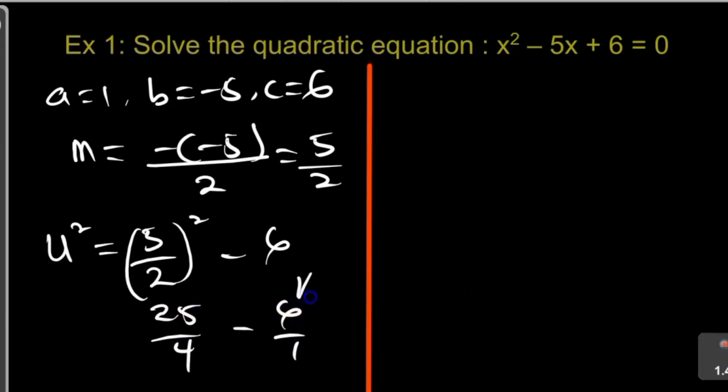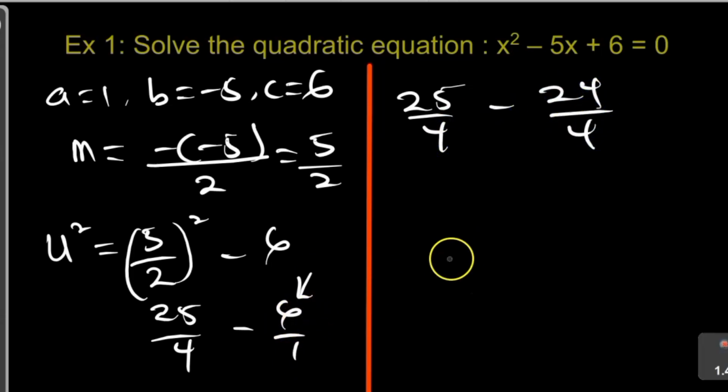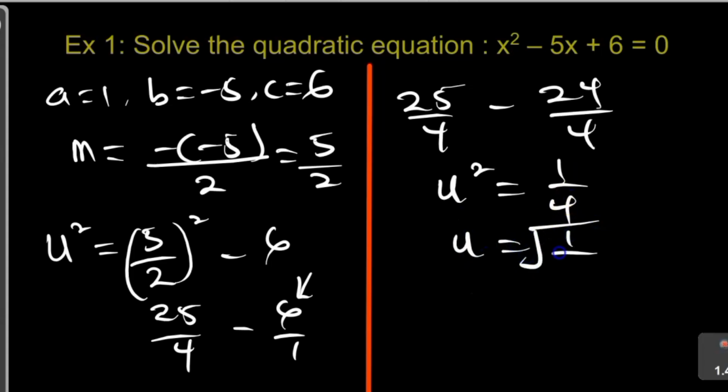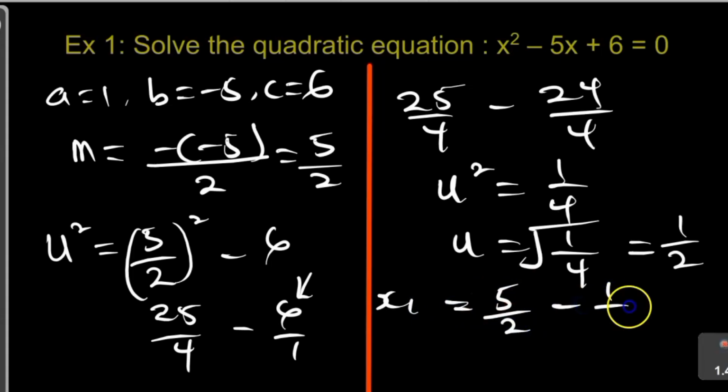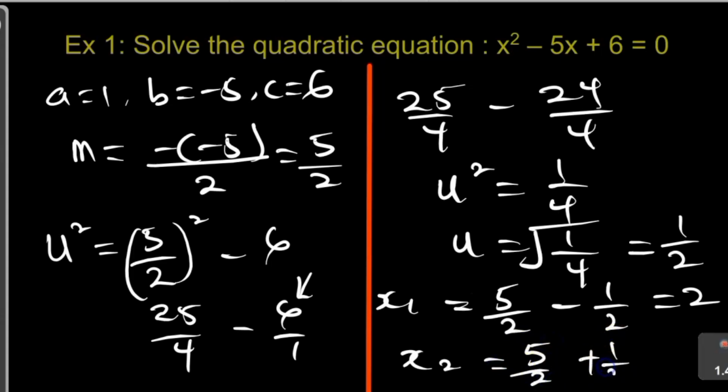Taking these to equivalent fractions, 25 over 4 minus 24 over 4. I multiplied the numerator and denominator by 4. So U squared is equal to 1 over 4. So U will be the square root of 1 over 4, which is 1 over 2. So x1 will be 5 over 2 minus 1 over 2, which gives us 2. And x2 will be 5 over 2 plus 1 over 2, which gives us 3. Next question.